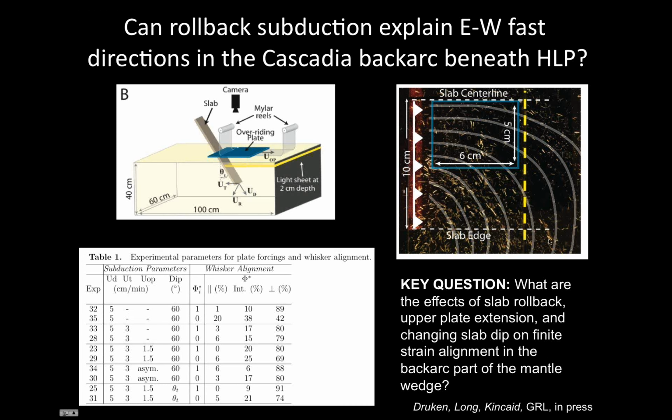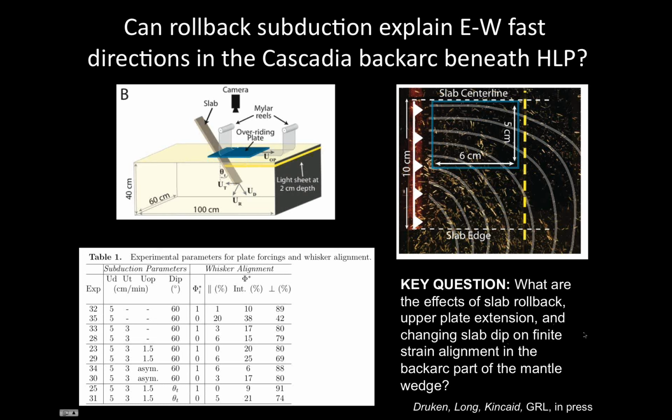So this is just a photograph of one of the experimental runs, which hopefully gives you an idea of what the geometry looks like from above. Here's the trench here, so the trench is rolling back to the left here, and there's down dip motion to the right. These gray lines correspond basically to the horizontal streamlines that are associated with this flow field. The blue box is the region that corresponds to the HLP, and then hopefully you can see these whiskers, which are aligning as indicators of the finite strain.